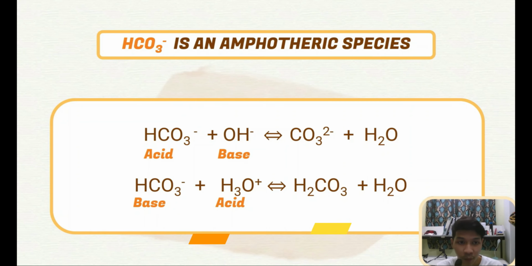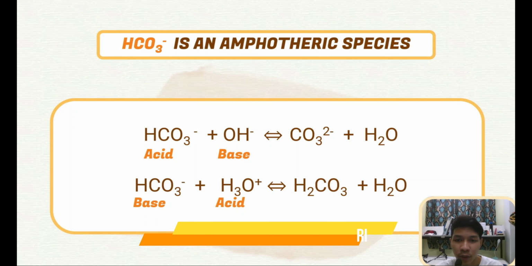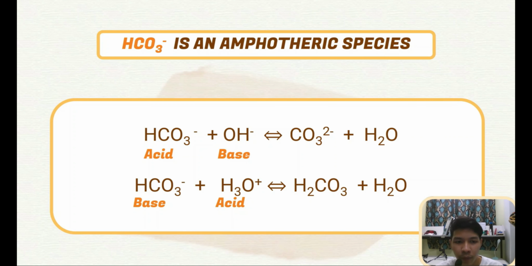This is because the bicarbonate ion is an amphoteric species, which means it can act as an acid or a base, depending on what it reacts with. For example, when the bicarbonate ion reacts with OH-, the hydroxide ion, it will become an acid. And when it reacts with H3O+, the hydronium ion, it will become a base.